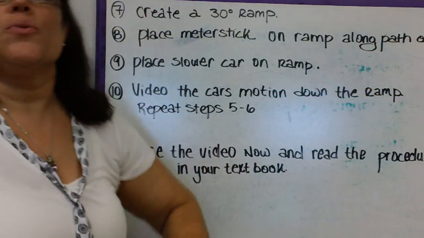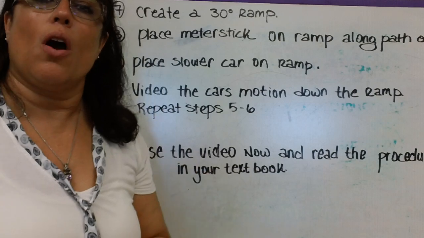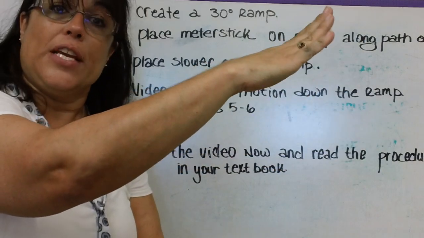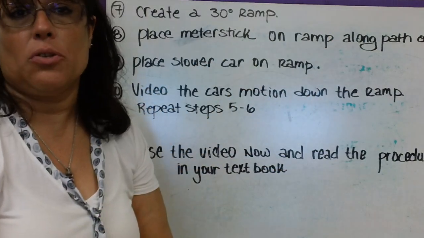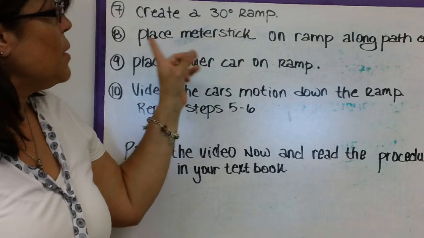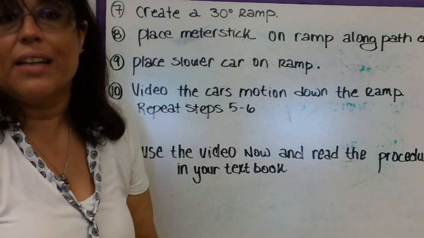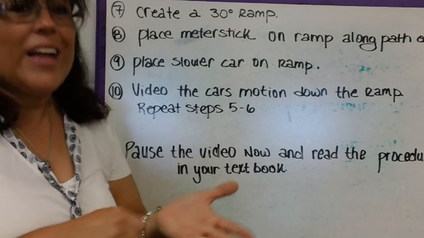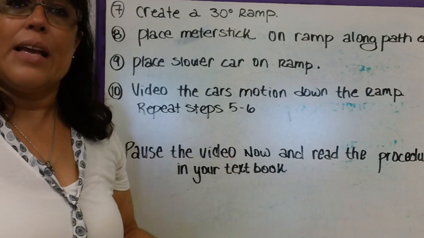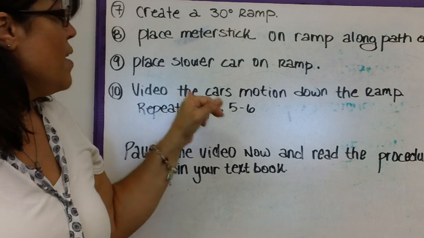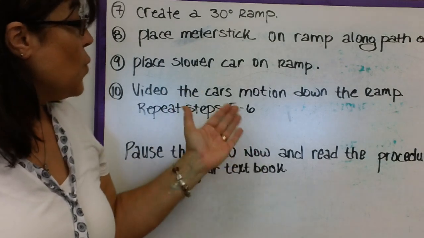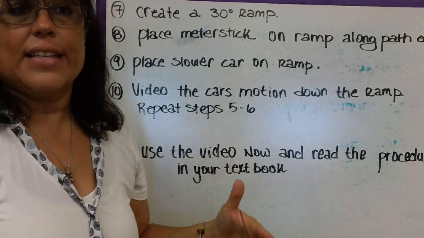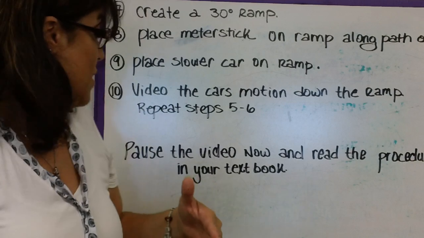Okay, then what we're going to do is the same thing only with the slow car, but we're going to create a ramp. So we're going to take a piece of track and we're going to move it up 30 degrees. We're going to be able to do this using a compass or a protractor. We're going to create this ramp. We're going to place the meter stick on the ramp once again along the pathway of the car. We're going to place the slower car on the ramp. We're going to wind up the car and we're going to let it go. At the same time, we're going to video record the car in motion down the ramp. And you're going to repeat steps 5 through 6 from the previous slide and record that data, the motion that it's moved down the ramp.